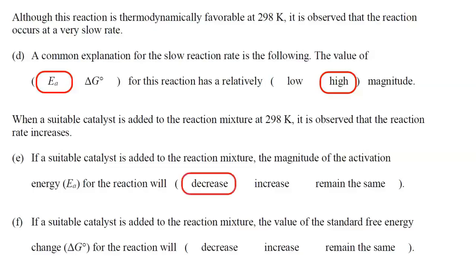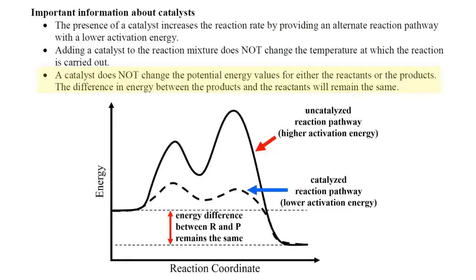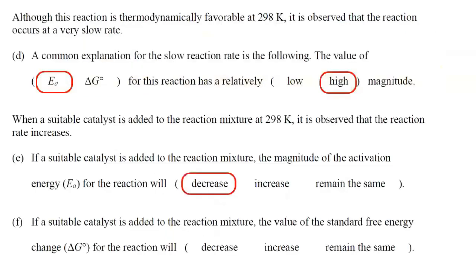Now on this next slide, this is something I had presented in my lesson or my video for Unit 5 talking about catalysis, and you can see that a catalyst does not change the potential energy values for either the reactants or the products. So we do have an alternate pathway with a lower activation energy, but the difference in energy between the products and the reactants will remain the same. And so that's why in part F, if a suitable catalyst is added to the reaction mixture, the value of the standard free energy change, or delta G, for the reaction will remain the same.